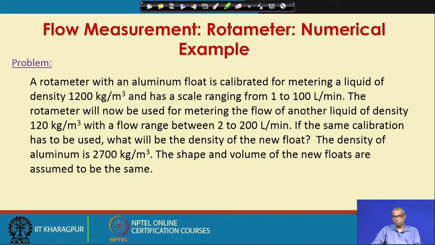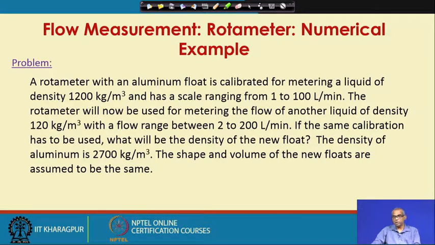The scale ranges from 1 to 100 liter per minute. Now, I am going to use the same rotameter, of course, with a different float. I am using the same rotameter with the same scale to meter flow of another liquid with much less density, in fact 1/10 of the original density.